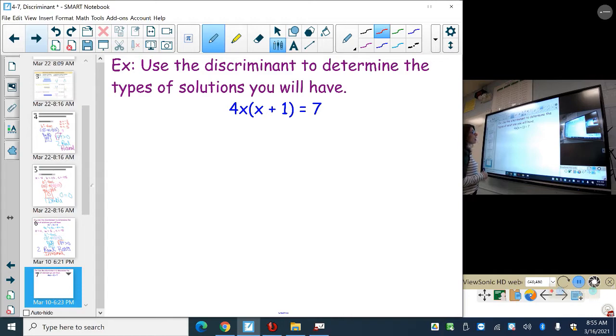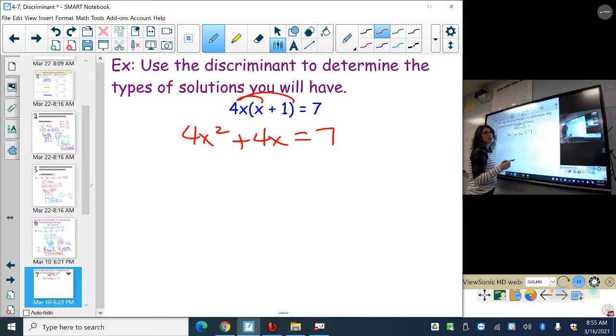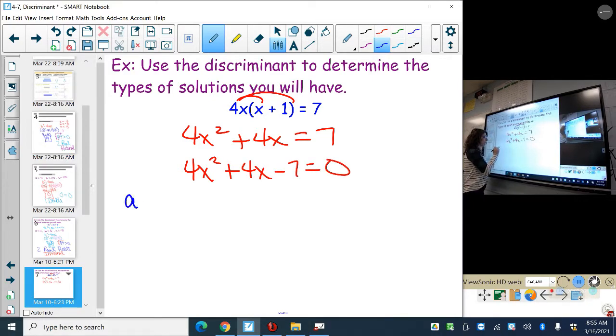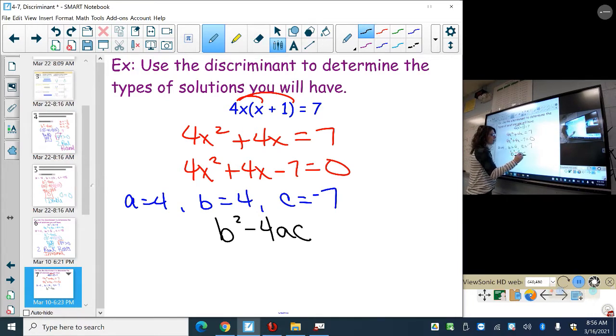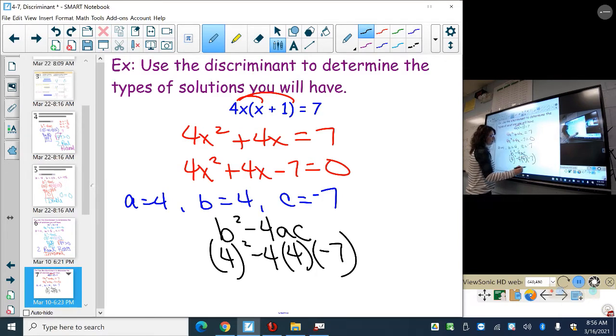Next, same exact concept. I need to distribute this. So this is going to give me 4x squared plus 4x is equal to 7. So now I'm going to bring that 7 over. 4x squared plus 4x minus 7 is equal to 0. Now determine A, which is 4, B, which is 4, and C, which is -7. Write down B squared minus 4 times A times C. B squared is going to be 4 squared minus 4 times 4 times -7.